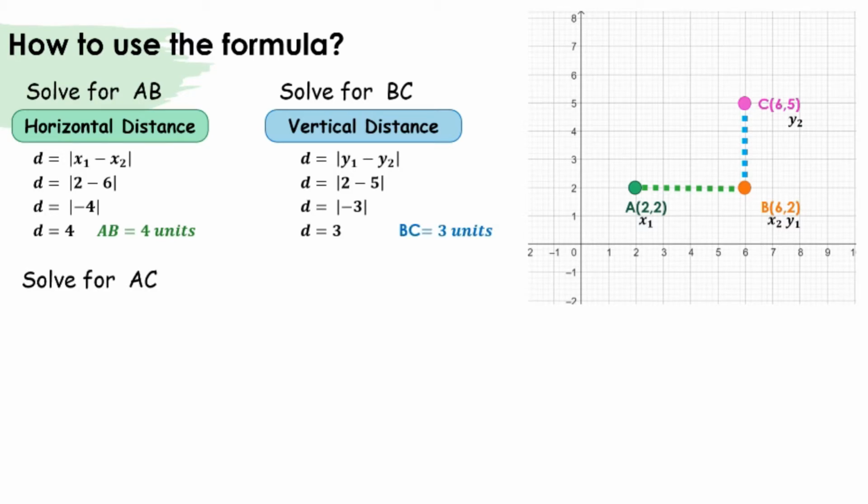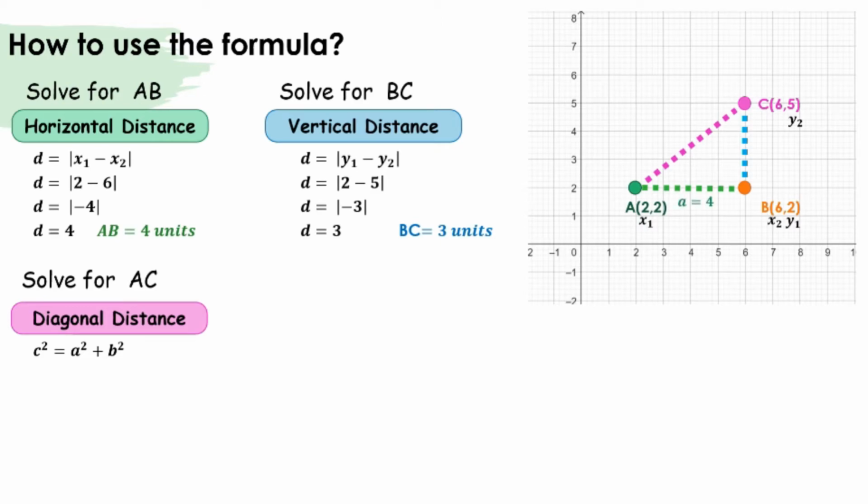Now let's solve for the distance of AC. So obviously, AC is a diagonal distance. And for the diagonal distance, we're going to use the Pythagorean theorem, which is c squared equals a squared plus b squared. And if you're going to notice on our diagram, we already formed a right triangle. So therefore, we can apply the distance formula to find our missing side.